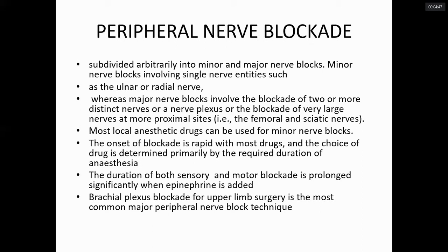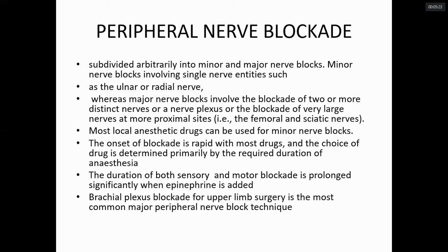The most common usage by anesthesiologists is peripheral nerve blockade. This is subdivided arbitrarily into minor and major nerve blocks. Minor nerve blocks are those involving a single nerve entity such as the ulnar or radial nerve, whereas major nerve blocks involve the blockade of 2 or more distinct nerves or of a nerve plexus. Nerve plexus means the brachial plexus, lumbar plexus, or sacral plexus, where a different bunch of nerves emerge from the plexus, or blockade of a very large nerve at a more proximal site, that is the femoral or sciatic nerve.